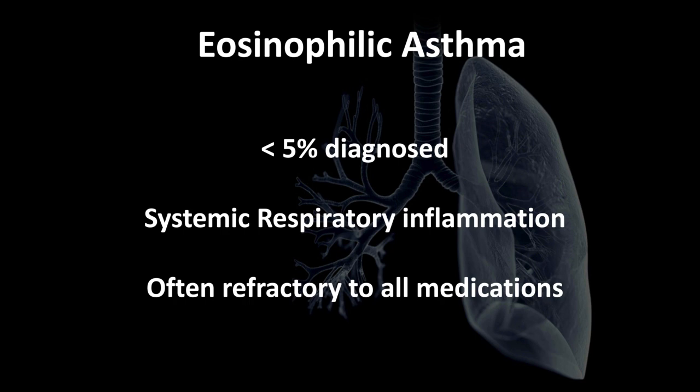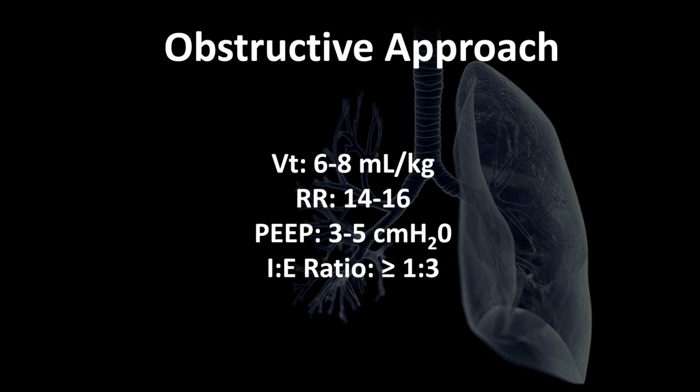So to recap, right, 5% or less, big inflammatory response systemically. We're talking both lungs. And this is refractory, as I said, to medications. Your medications are going to have little to no effect on these patients. How do we treat these patients?